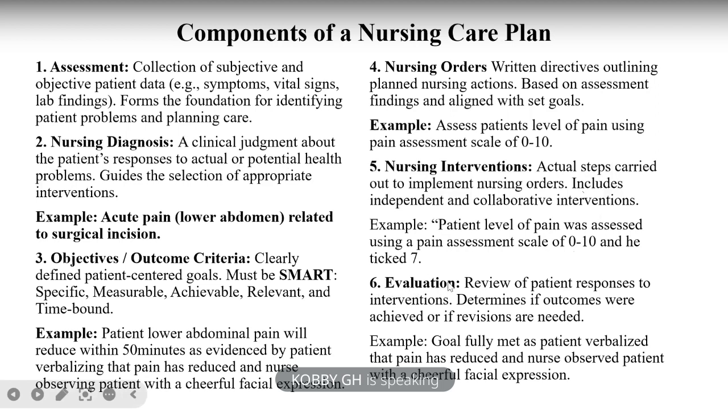Now, evaluation. We've done evaluation already. Evaluation is when you are looking at the patient's objective, cross-checking it against the intervention to see whether you've achieved the goals and objectives that you set. Okay? So usually in the nursing care plan, we write goal fully met, as patient verbalized that pain has reduced and nurse observed patient with a cheerful facial expression. Now let's begin with the care plan proper.